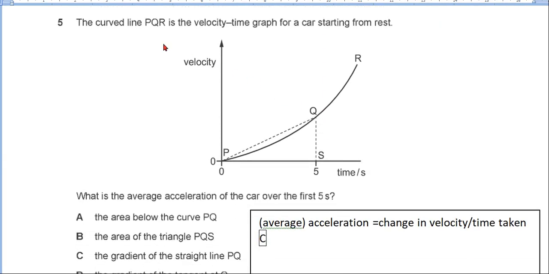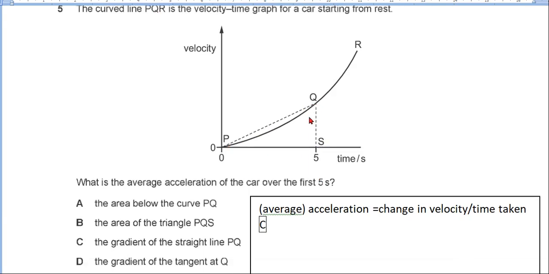The curved line PQR is the velocity-time graph for a car starting from rest. What is the average acceleration of the car over the first 5 seconds? Average acceleration is change of velocity by time taken, so it is exactly the gradient of the tangent at Q. No, sorry, the gradient of the straight line PQ.